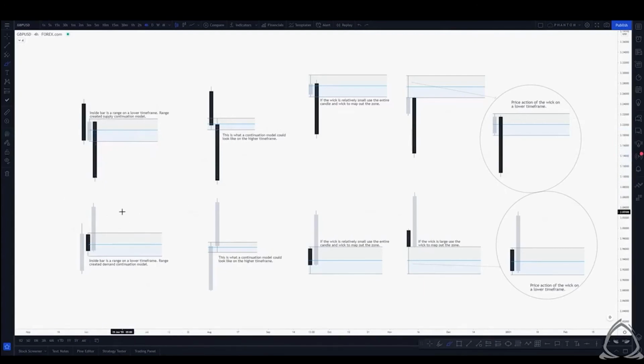Now, on the flip side, the same can be said for a demand zone where we have a move to the upside, that creates a high, creates a low, and we have a bearish candle. It could also be a bullish candle. In this case, this could also be a bearish candle if we don't actually break this wick.